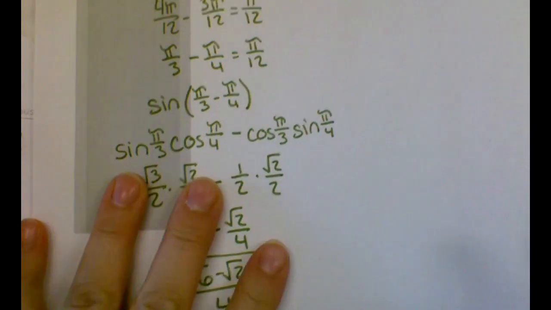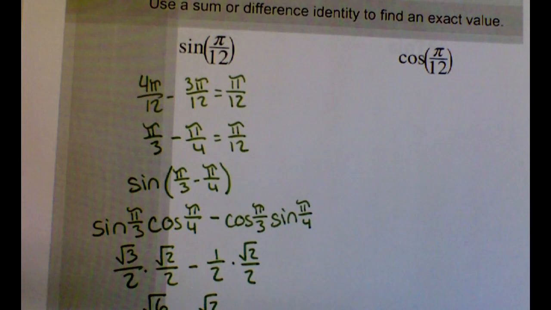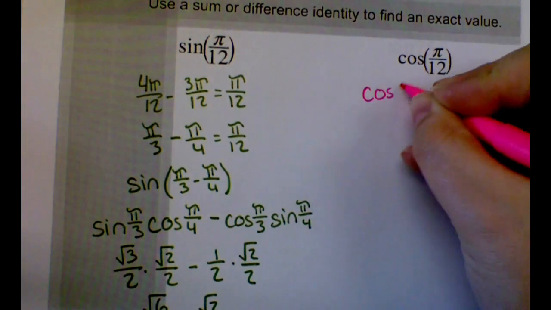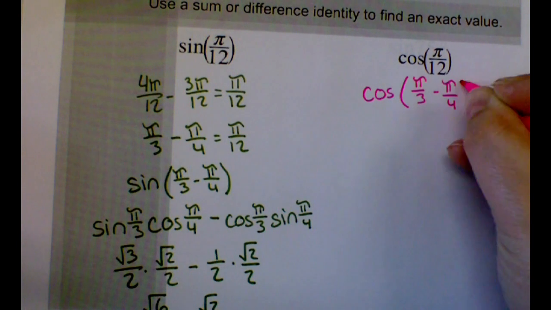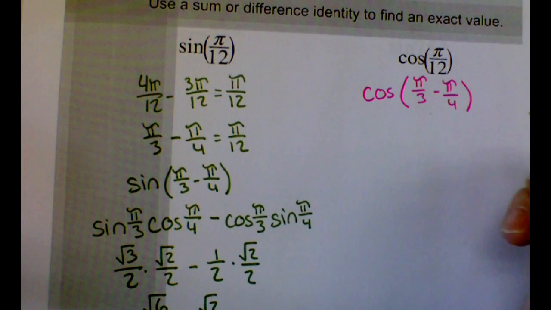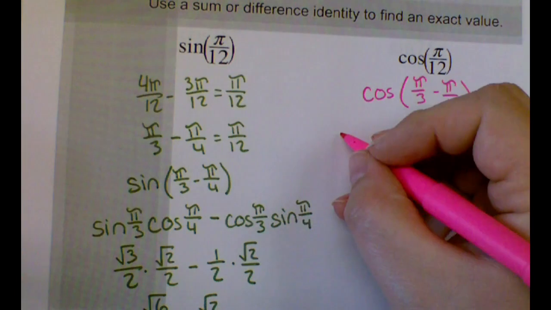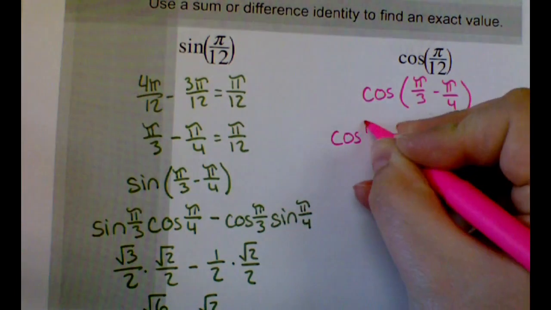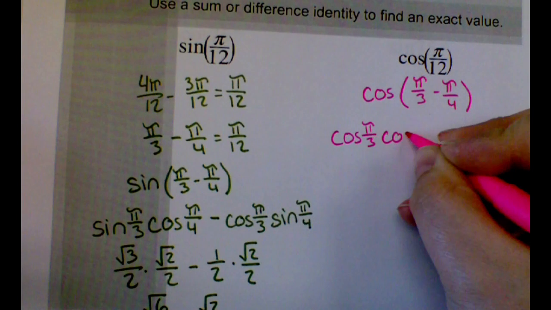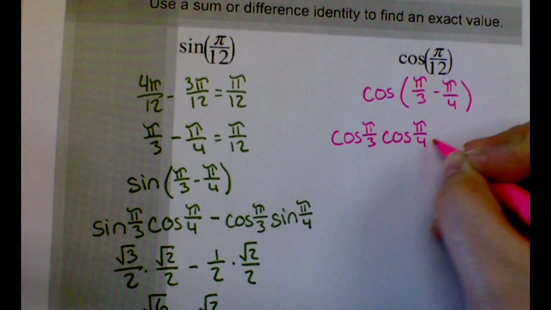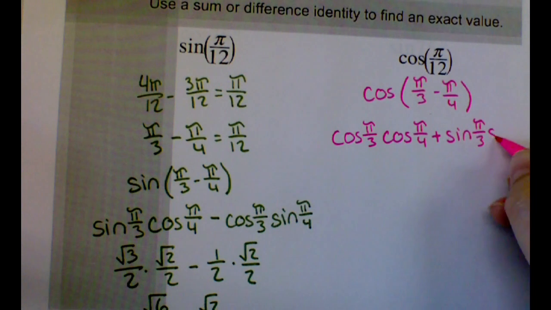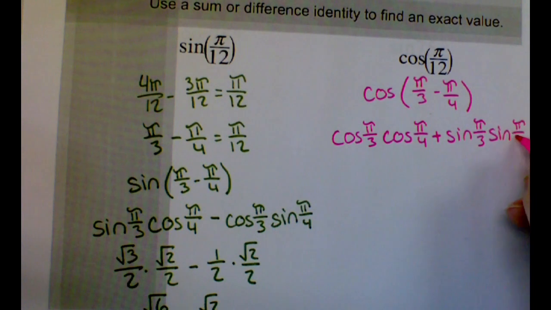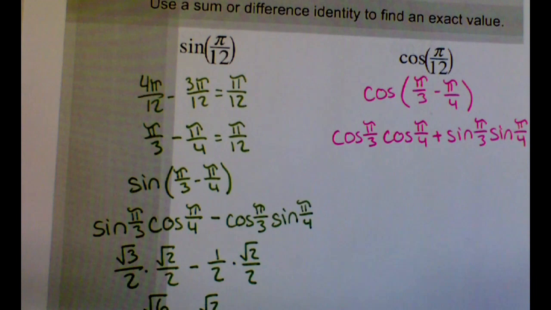So let's try that same thing with cosine of pi over 12. Well, we know that pi over 12 is made by taking pi over 3 minus pi over 4. For cosine, the rule is a little different. We take cosine of the first times cosine of the second plus sine of the first times sine of the second. Just following that formula from our sheet.